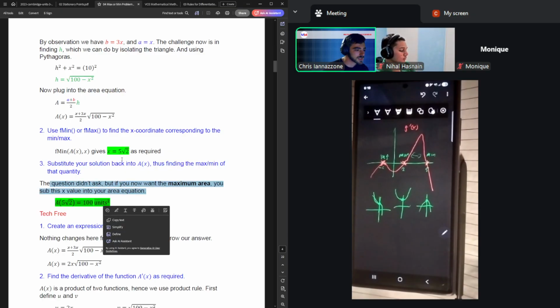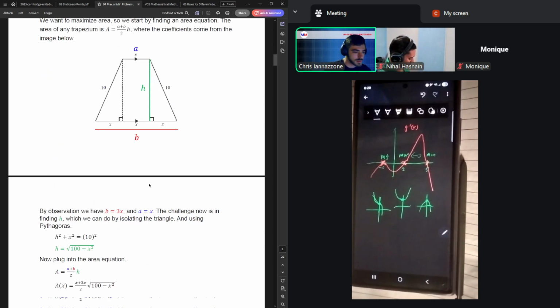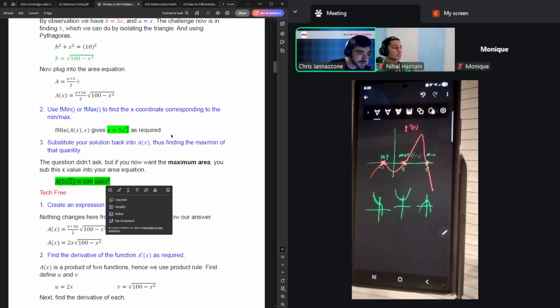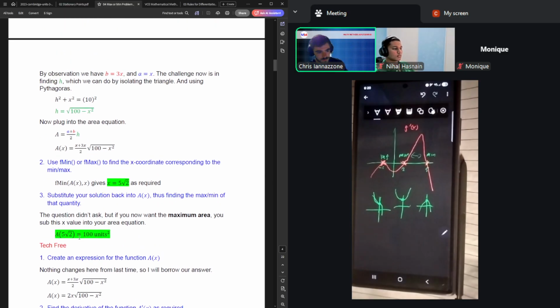That will be the x value. The reason why this bit's in here is because it doesn't actually ask for the maximum area. It asks for the x value for which there is a maximum area. The x value, of course, is going to come from our fmax. If you wanted the actual area, you would now have to chuck that back into the area function itself. That's the workflow in a nutshell there. Any questions about that one?